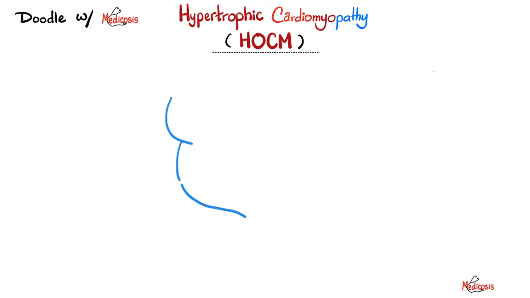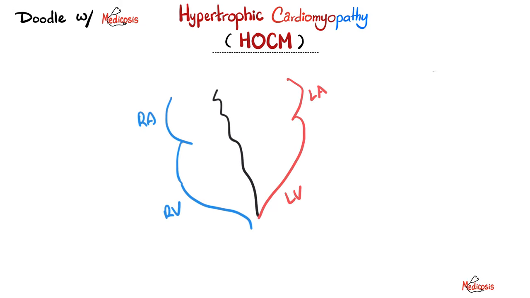Here is the right side of your heart, right atrium upstairs and right ventricle downstairs. Here is my interventricular septum, and this is my left atrium and left ventricle. Amazing. Now, because this is HOCM, let's make the interventricular septum extra thick, just like that. Okie dokie, it's called hypertrophic for a reason, because we have hypertrophy.